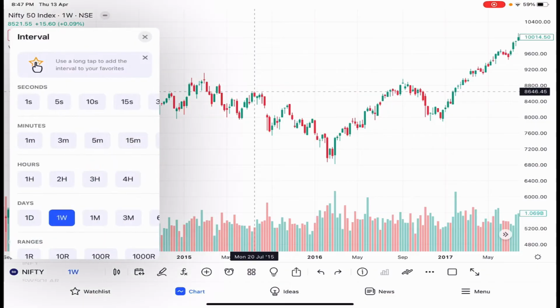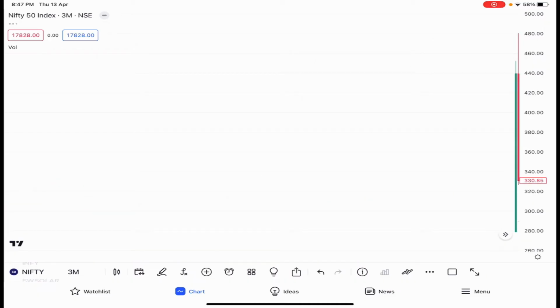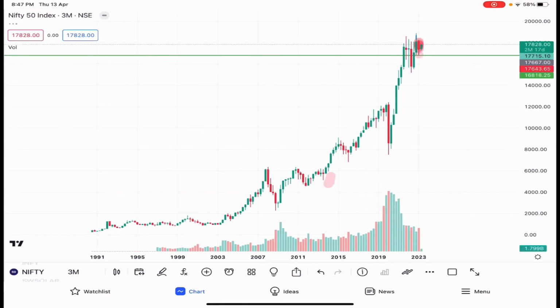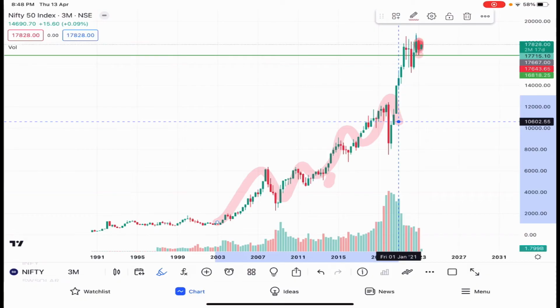Now, let me change it to, let's say, a 3 months chart. So each candle represents 3 months. Now let us try marking the uptrend and the downtrend in this chart. This is a higher time frame, right? This is a larger time frame. So let's mark in this and check. Look at this. Uptrend.